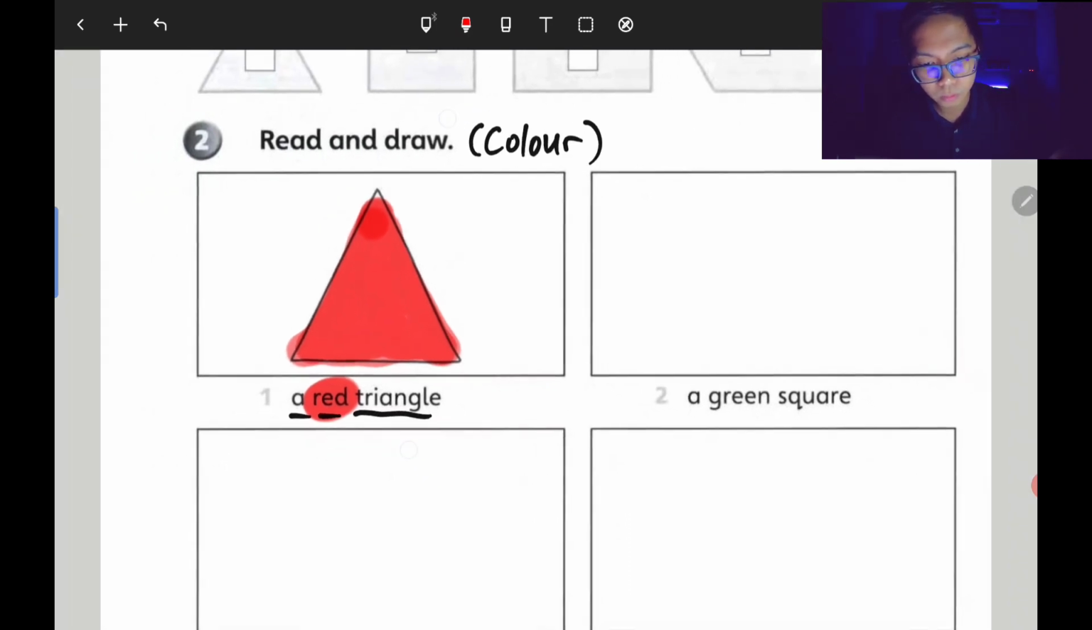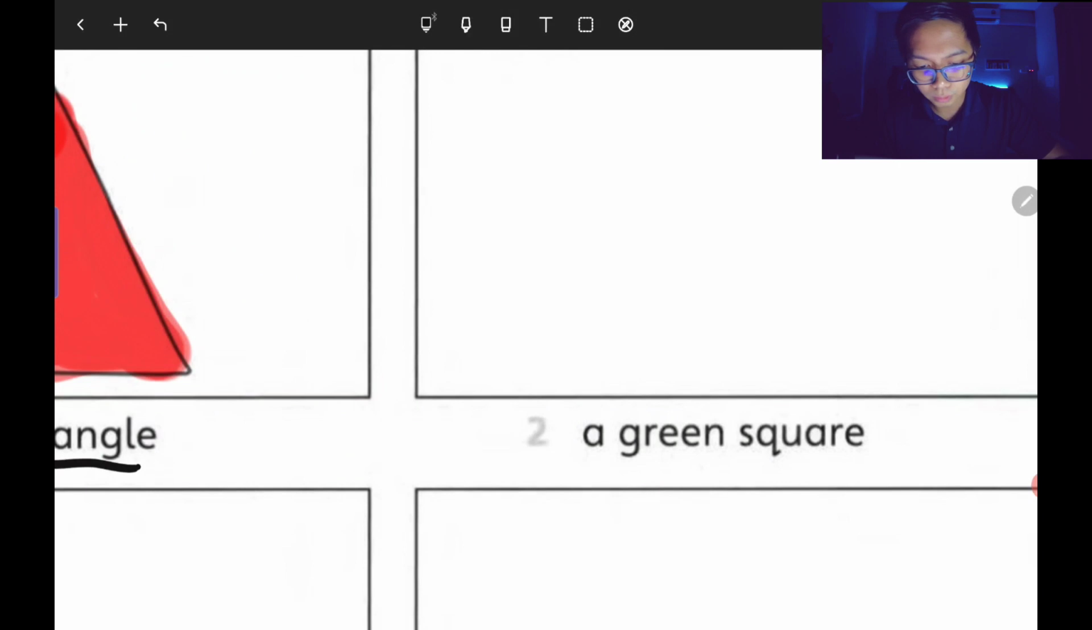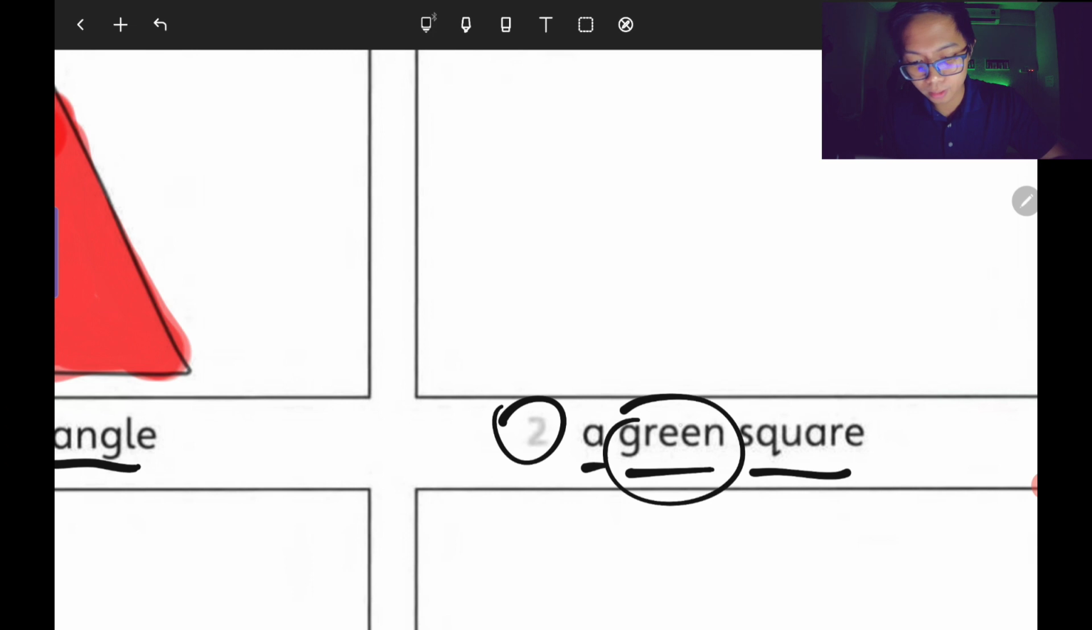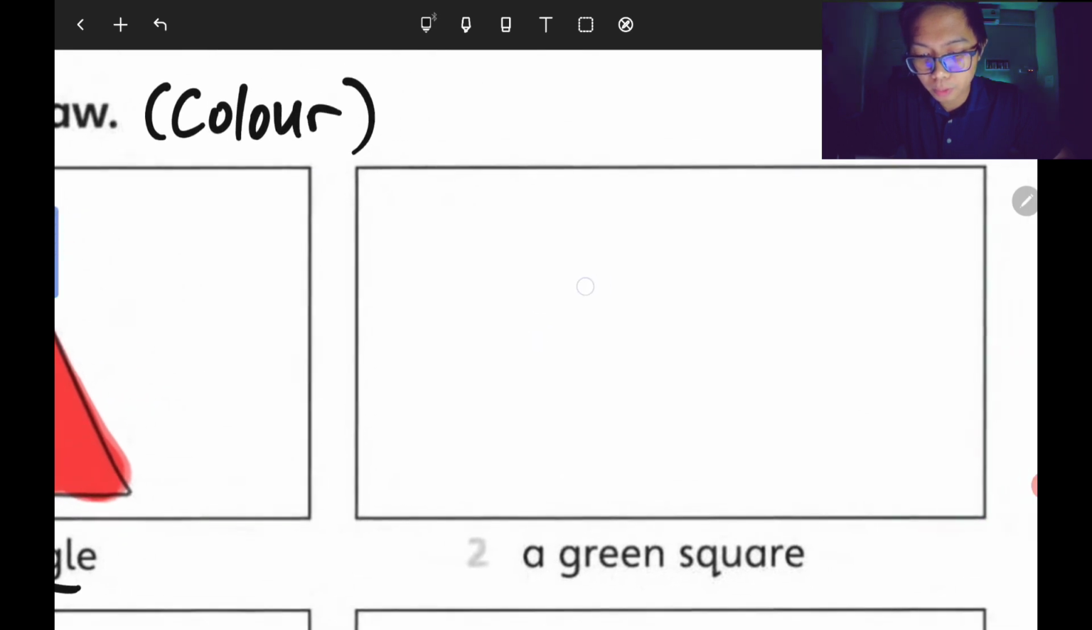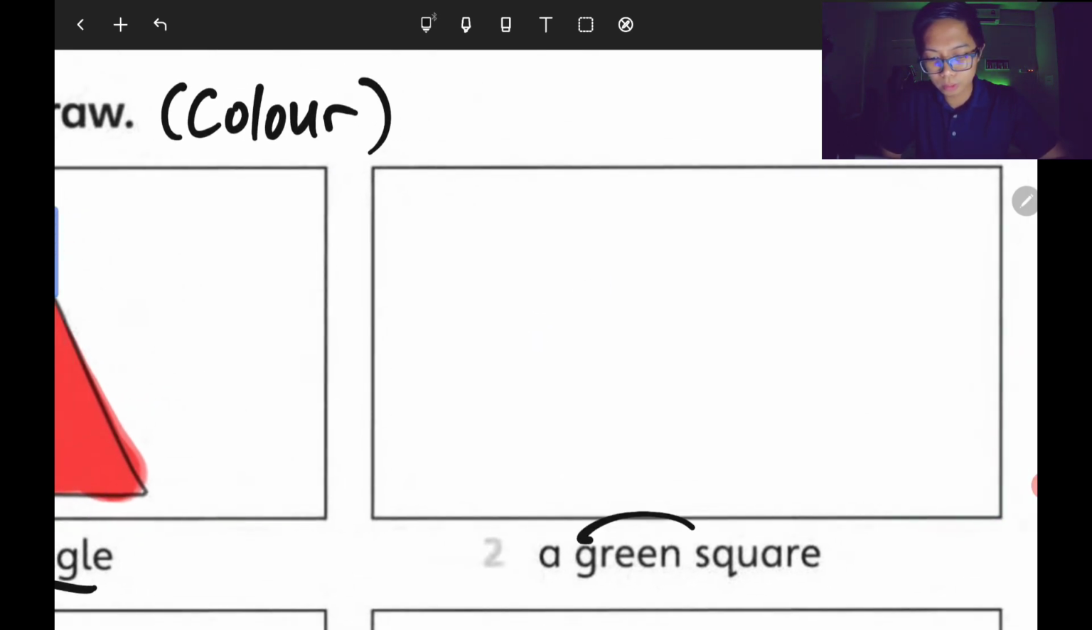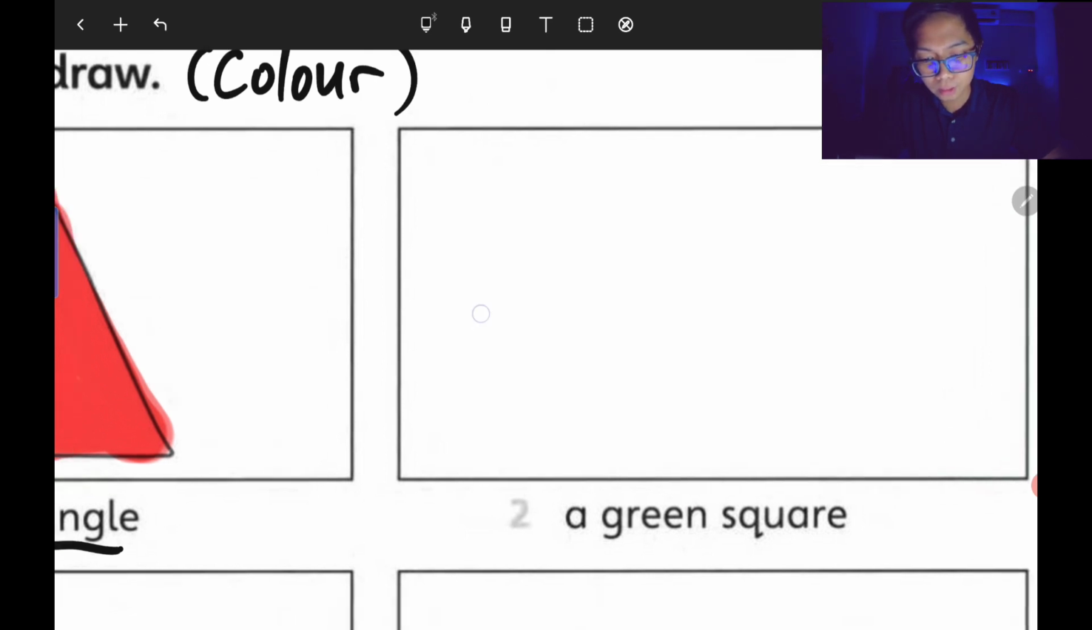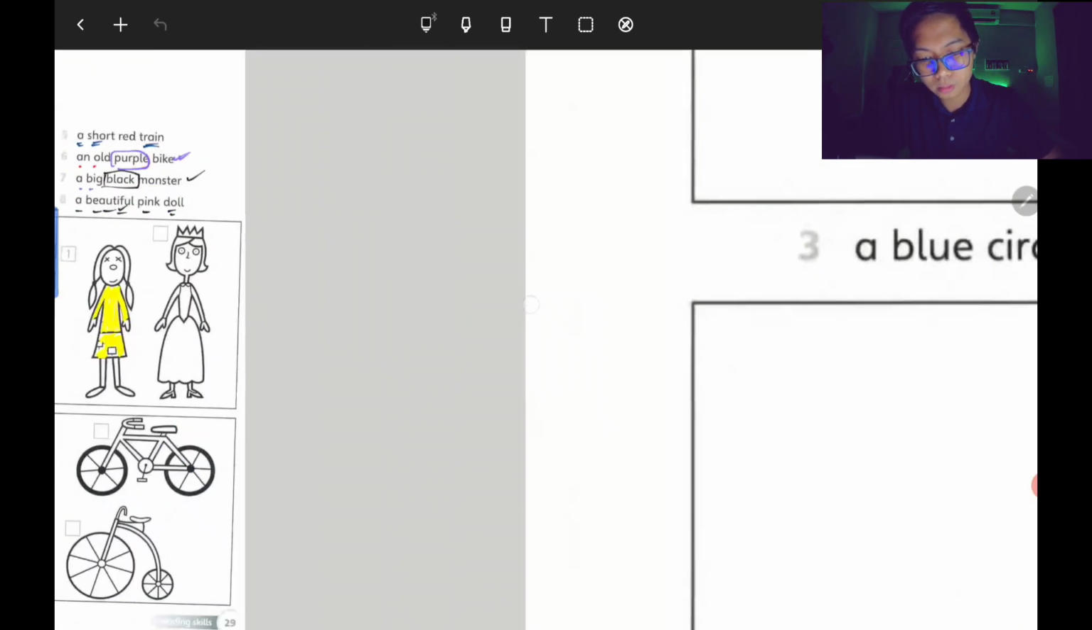Okay, so number 2 is right here, a green square. So how's the shape of square? And green. Okay, green square. After you have drawn the square, bentuk segi 4 sama, you have to color it green. So any type of green will be accepted. Okay, number 3.